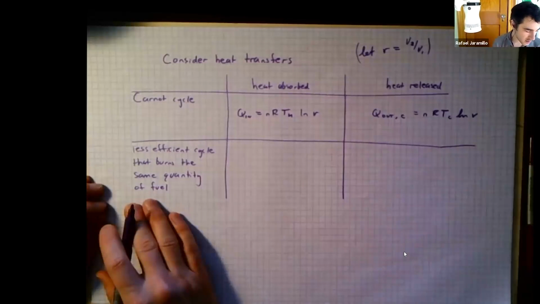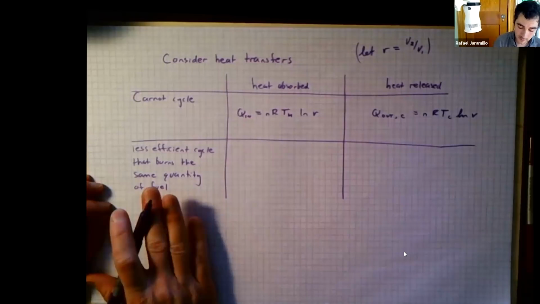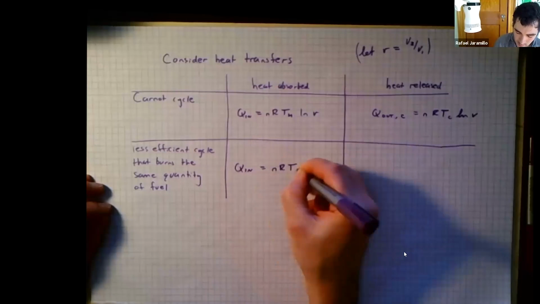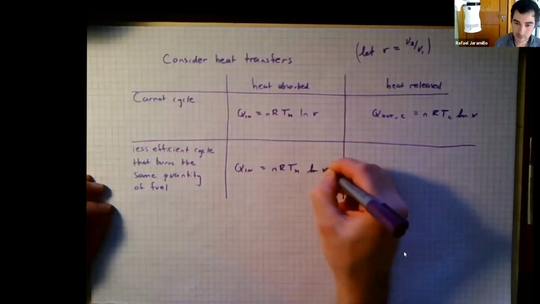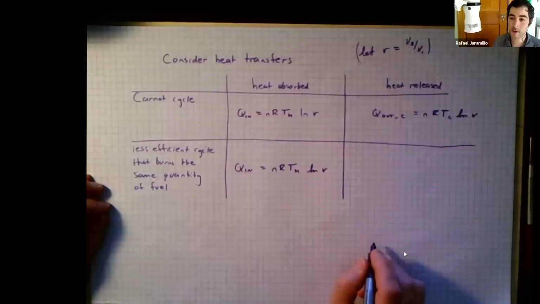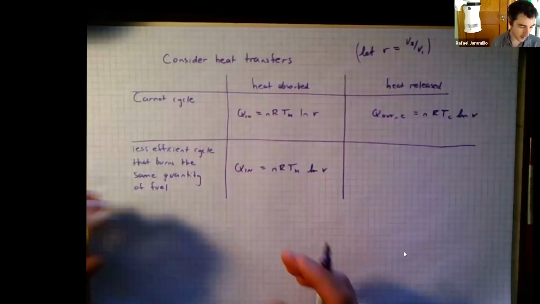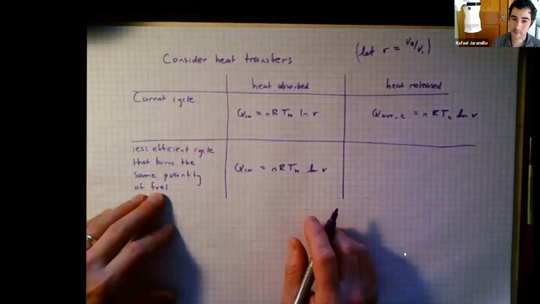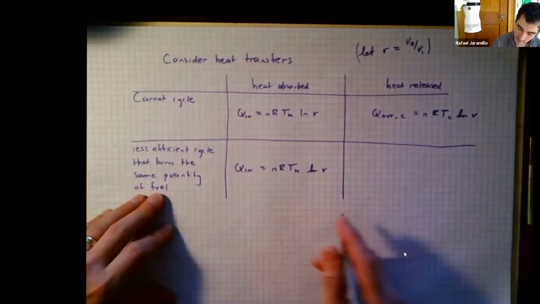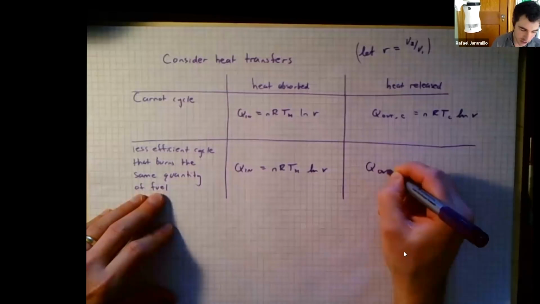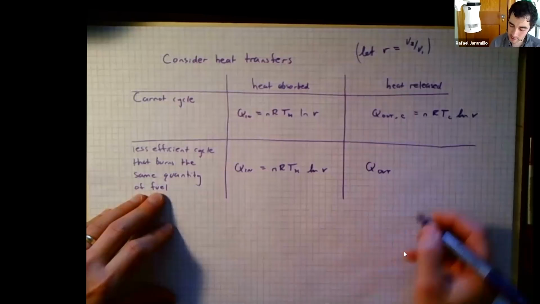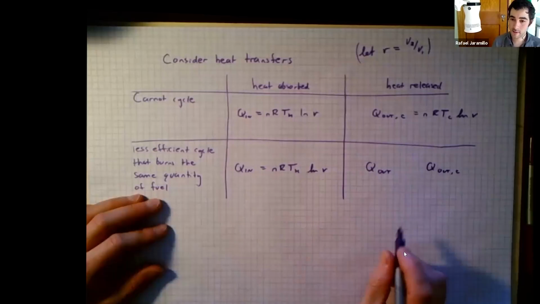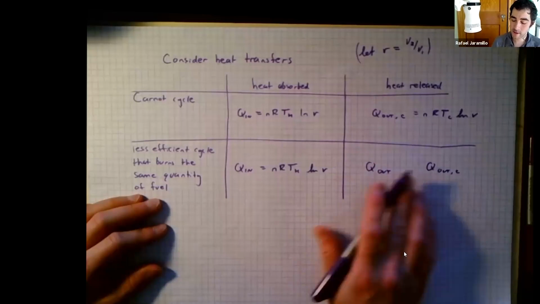Less efficient engine. If it burns the same quantity of fuel, it takes the same heat. That was how we set up the problem. It burns the same quantity of fuel. You burn fuel, you give off a certain amount of heat. But if it's going to be less efficient, the heat it rejects, how is that going to compare to the Carnot case? Is it going to be greater than the Carnot case, or is it going to be less than the Carnot case?